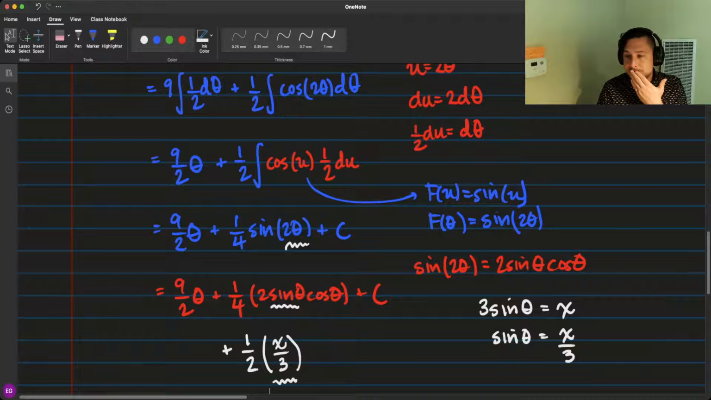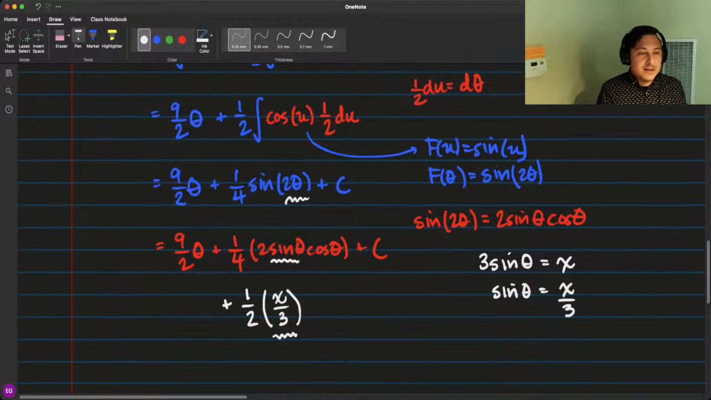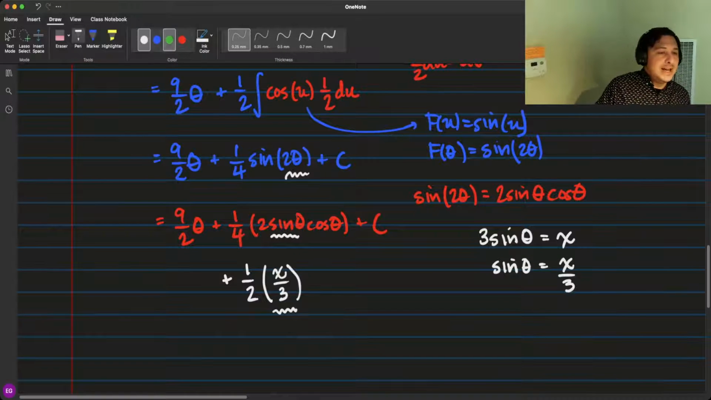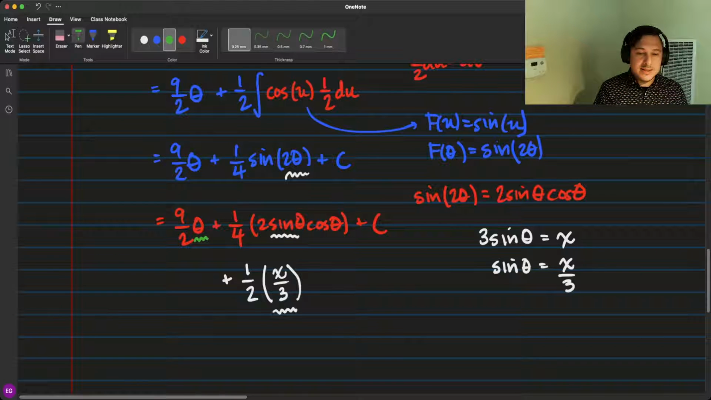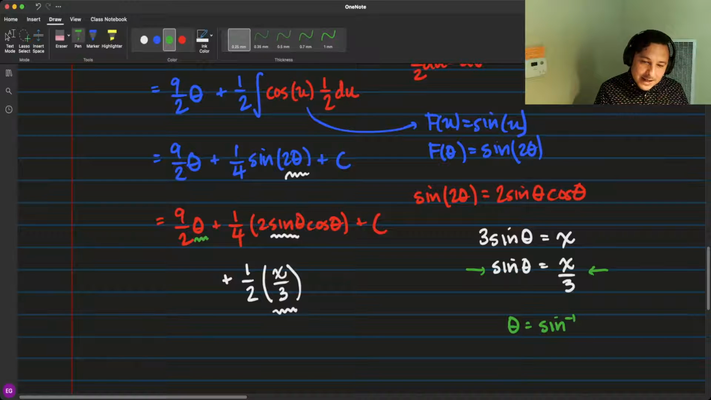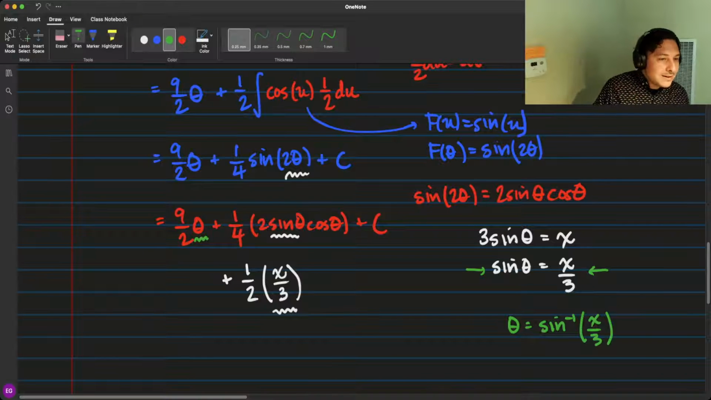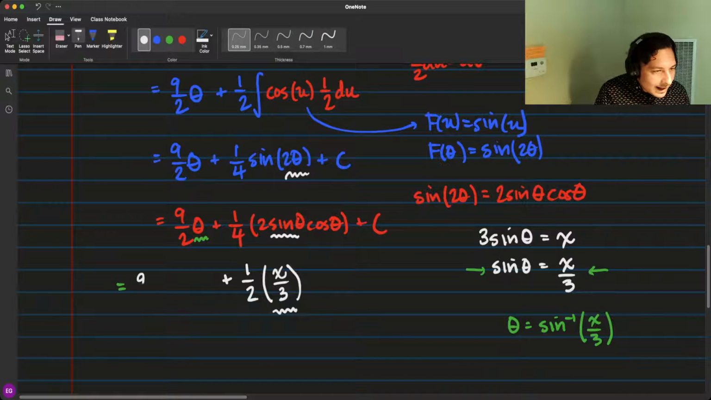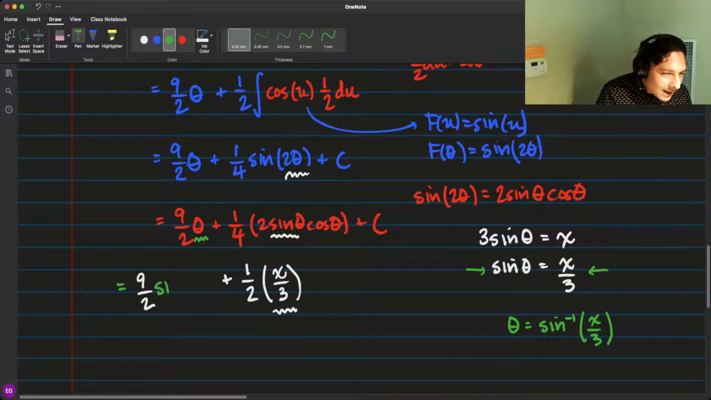Making sense so far? Now, I can replace this theta by taking the sine inverse of this equation. If you take the sine inverse of both sides, you get theta equals the sine inverse of x over 3. So I'm going to get 9/2 times sine inverse of x over 3.